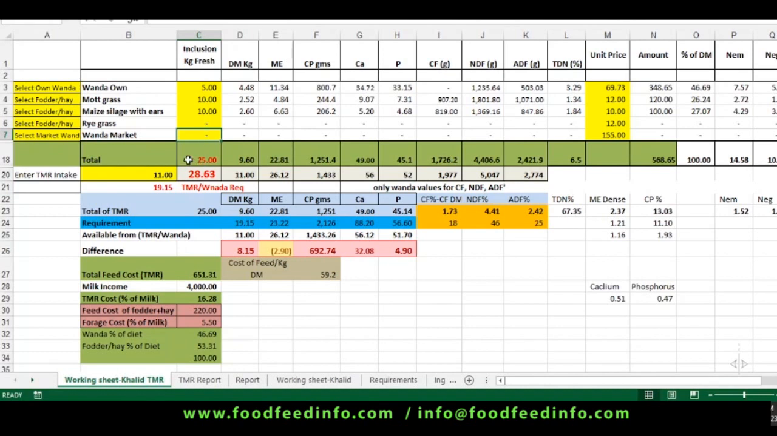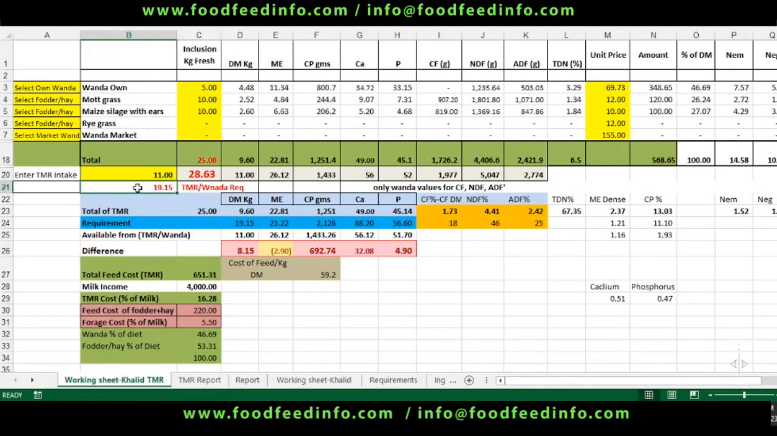So it becomes 25 kg, and out of this 25 kg, 10 kg is coming from the maize silage, 10 kg is coming from the grass, and 5 kg is coming from the Vanda. So it's 25 kg. Or if you look at this, the TMR requirement is 19.15 kg. That is basically the TMR Vanda requirement. And we are getting the value from the D24 cell. So this is the D24 cell.